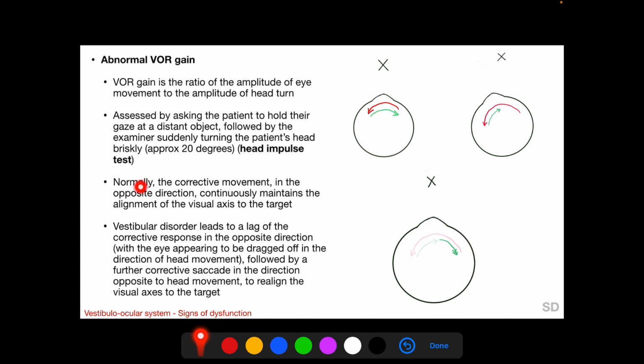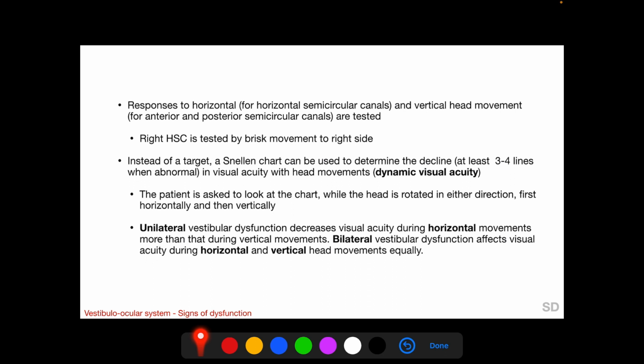Under normal circumstances, since the VOR gain is unity, the corrective movement in the direction opposite to the head turn continuously maintains alignment of the visual axis to the target. Vestibular disorders lead to a lag of this corrective response in the direction opposite to the head movement. As a result, the eye appears to drift off the target in the direction of the head movement, and this is followed by a further corrective saccade in the direction opposite to the head movement to realign the visual axis towards the target.